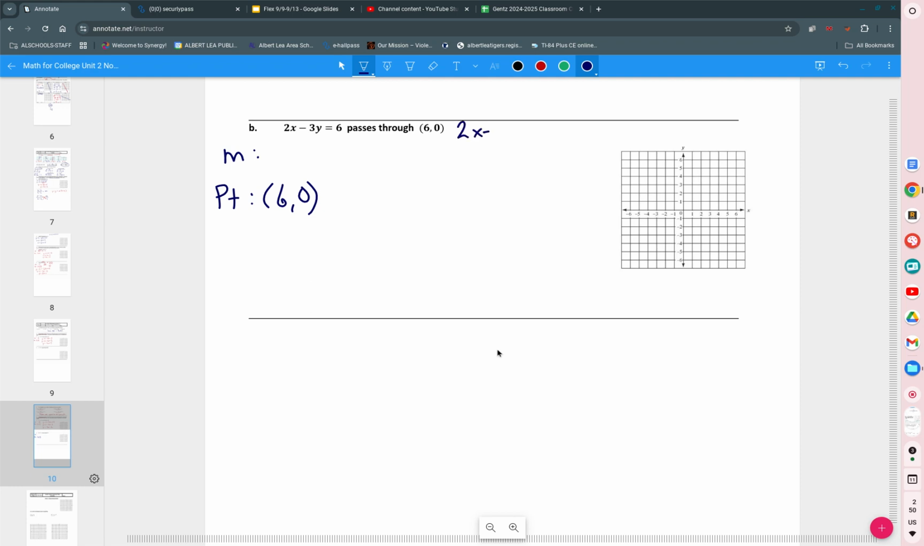I have 2x minus 3y is equal to 6. I will subtract the 2x. I get negative 3y is equal to negative 2x plus 6. And then I divide by negative 3. And I get y is equal to 2/3 x minus 2. Great. The slope of that line is 2/3. What's the slope of my new line? Negative 3 over 2.